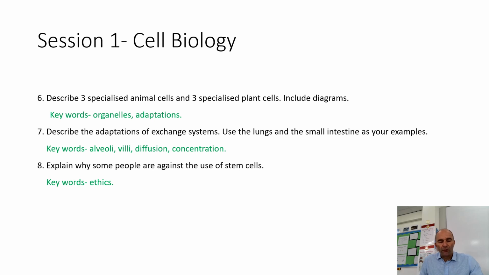Question 7, describe the adaptations of exchange systems. I'd like you to use the lungs and the small intestine as your examples. So your keywords here are alveoli, villi, diffusion, and concentration. And then finally, for this session, you need to explain why some people are against the use of stem cells. So put here as a keyword about ethics.